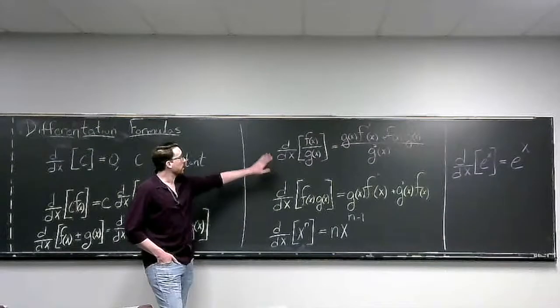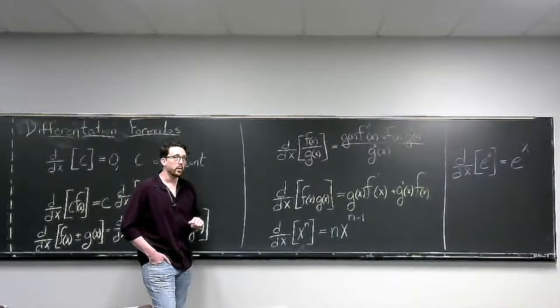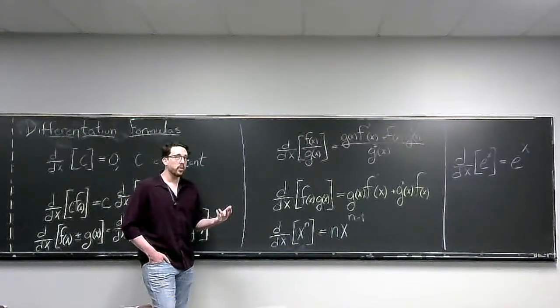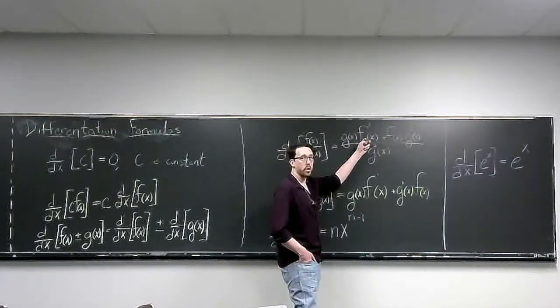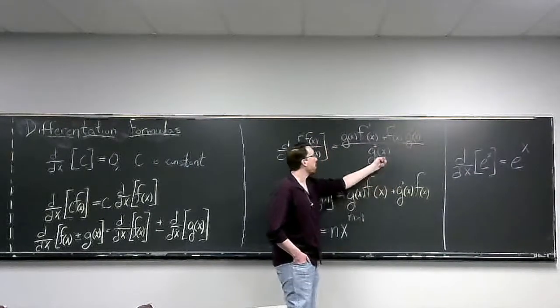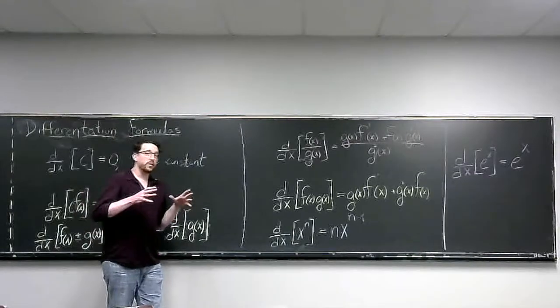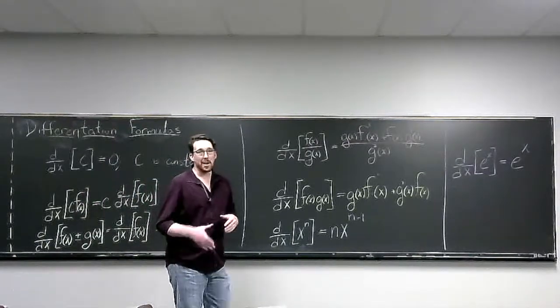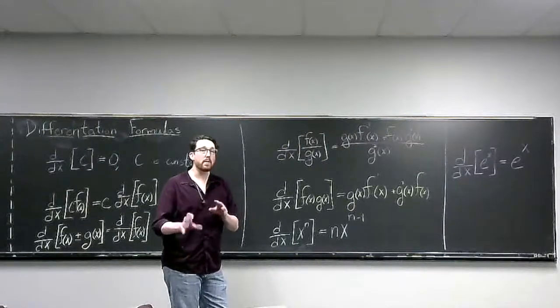But the quotient rule says that if you have f divided by g, and you take the derivative of that, then that's going to be equal to g times f prime minus f times g prime, all divided by g squared. Now notice I'm using some new language here. I'm not saying the derivative of f, but that is what that means, right?